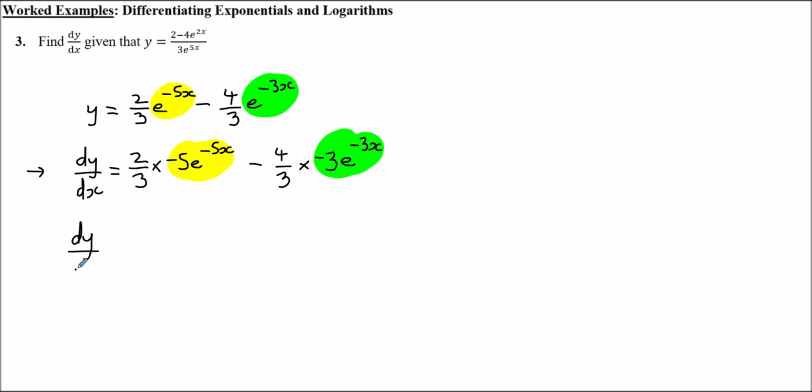So then simplifying finally, 2/3 times minus 5, that's minus 10/3. So we have minus 10/3 of e to the minus 5x. Then minus 4/3 multiplied by minus 3 ends up with a positive. 4/3 times 3 overall is just simply 4. So we have plus 4 e to the minus 3x.